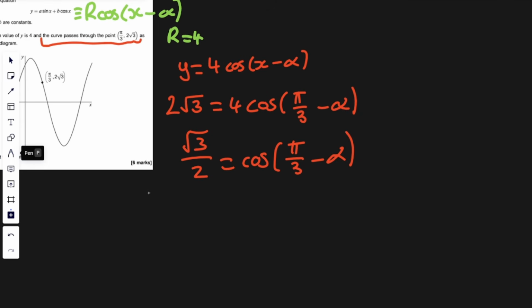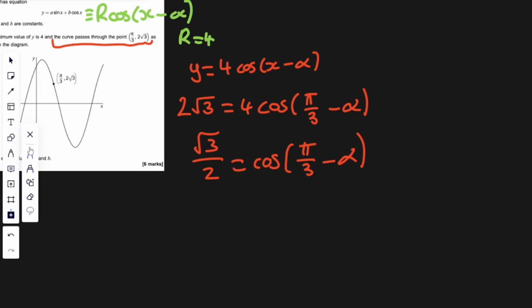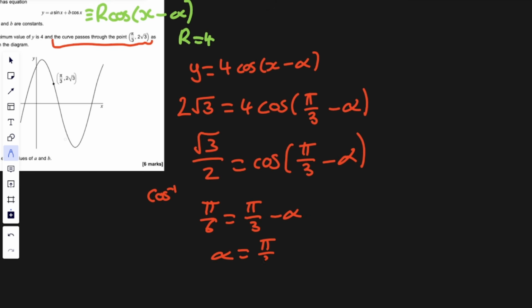Next, we can do inverse cos on both sides. Well, inverse cos of root 3 over 2, that's 30 degrees, or in other words, pi on 6. So we get pi on 6 equals pi on 3 minus alpha, which gives us alpha equals pi on 3 minus pi on 6. And well, that's just going to be pi on 6.